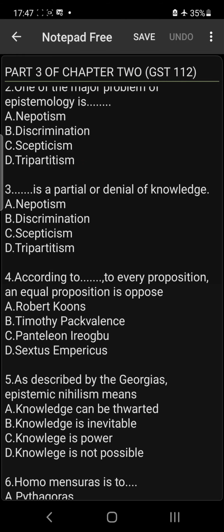Number 4, according to dash, to every proposition, an equal proposition is opposed. The answer is Sextus Empiricus. According to Sextus Empiricus, to every proposition, an equal proposition is opposed.